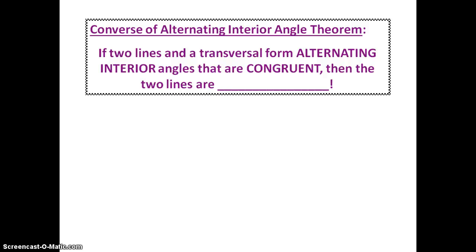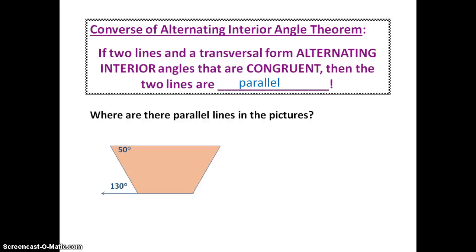Now we have the converse of the alternate interior angle theorem. If two lines and a transversal form alternate interior angles that are congruent, then the two lines are parallel. We're going to do the same thing that we did before, and find the parallel lines in each picture. So here I do have two alternate interior angles, but they are not congruent. They're supplementary. So in this picture, I cannot mark any parallel lines.